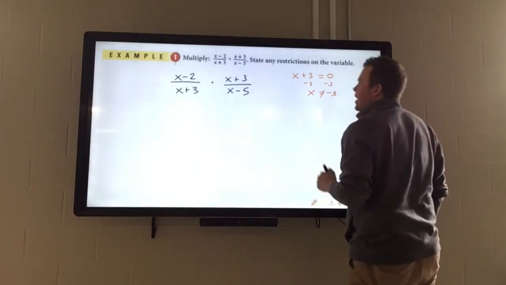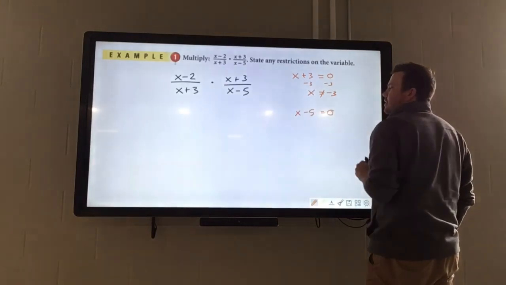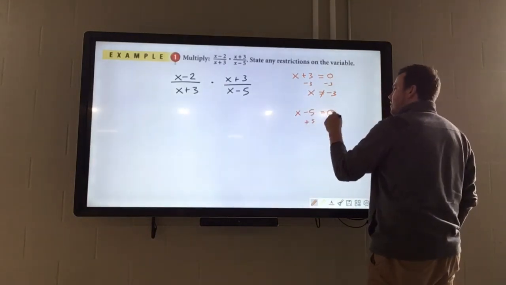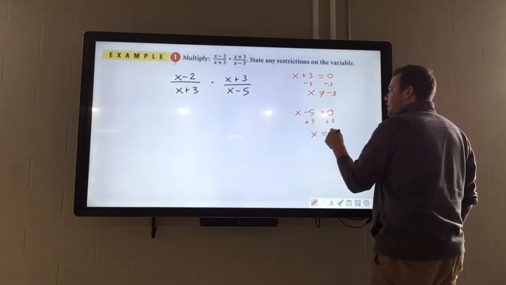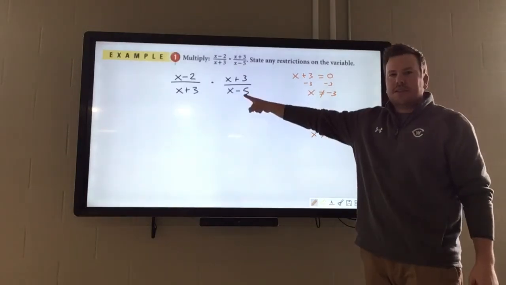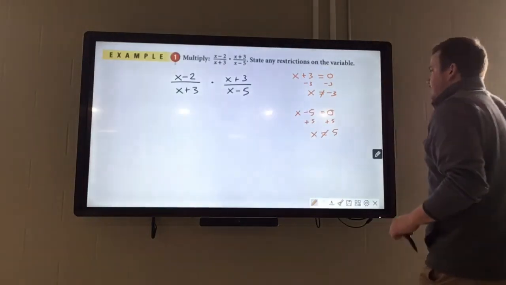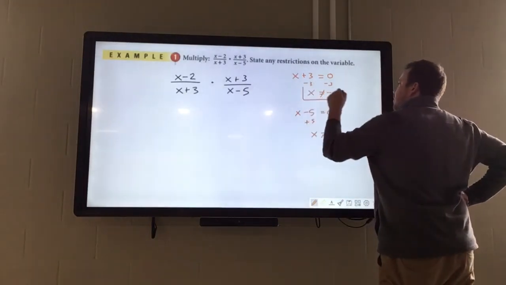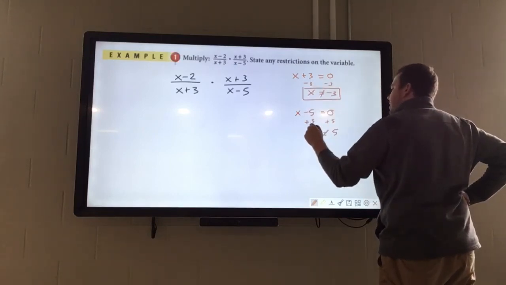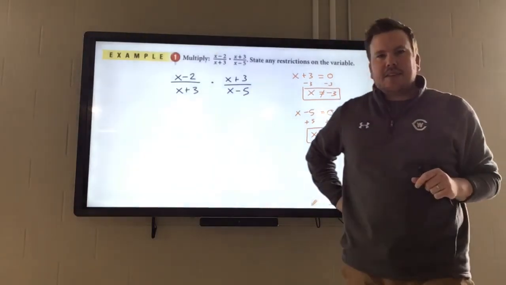What would kill this fraction? Well, take the denominator, x minus 5, set it equal to 0, and solve. X equals 5, which tells me x cannot equal 5, because if x was 5, we would end up with a 0 in this denominator, which is impossible. So our two restrictions will be x cannot be equal to negative 3, and x cannot be equal to 5, which we will add to our answer at the end.